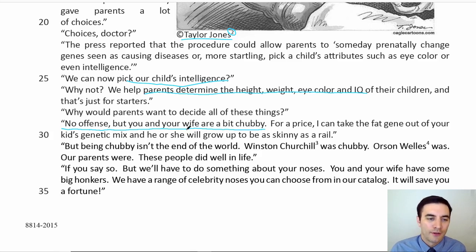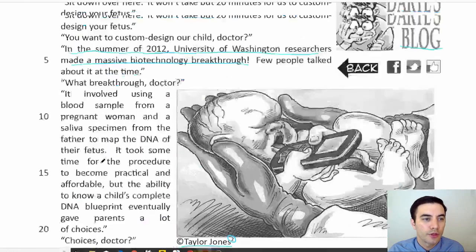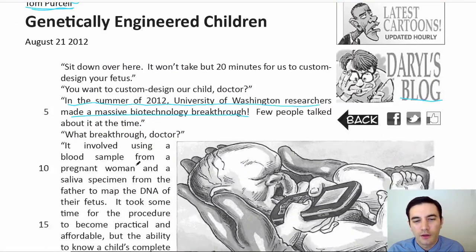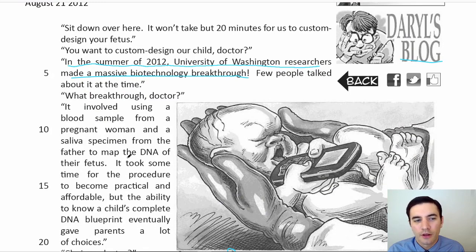A doctor might say this in formal language, like, I'm concerned that you are overweight, but he's talking about designing a kid for them. It's like, you're fat. And then later on, as if we couldn't get it that time, it says, you and your wife have some big honkers, which means their noses are big. And so this language that the doctor is using, through the author Tom Purcell, is not realistic. The author's using exaggeration to give us a character, like a caricature of a doctor that's not real.